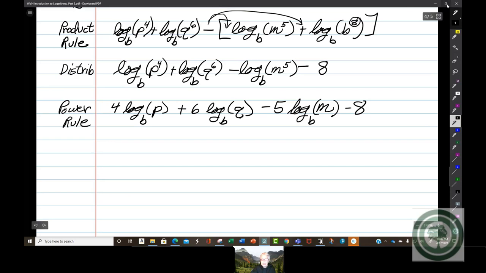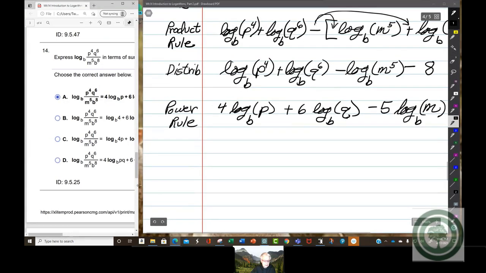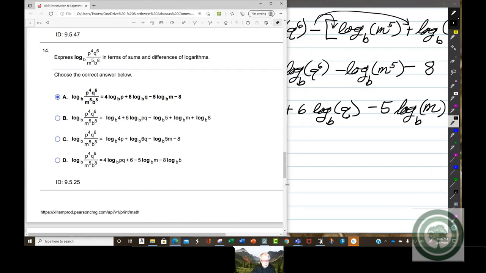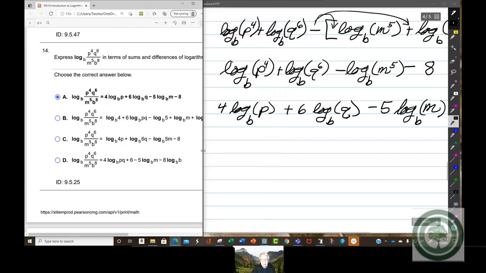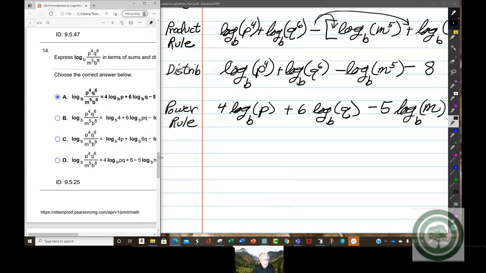Now let's see what my math lab says. Yes, this is your answer right there. No, it's not. 4 log b. Here it is up here. 4 log base b of p plus 6 log base b of q minus 5 log base b of m minus 8. Be careful. Look at how they're trying to trick you. Some of these are so close to being the right answer. So you've got to actually work it out yourself. Just guessing, I don't believe, is going to work here.